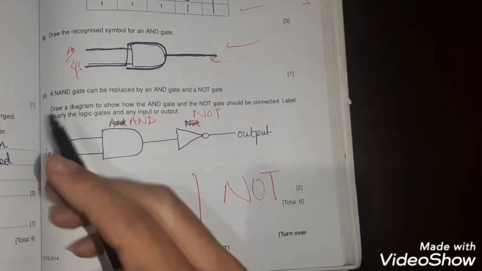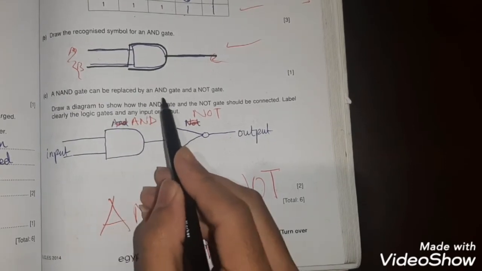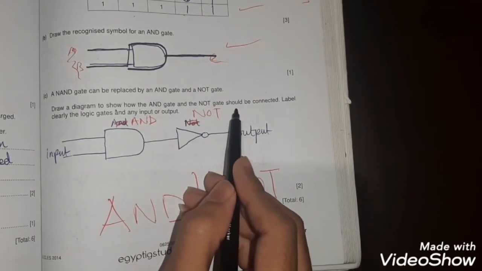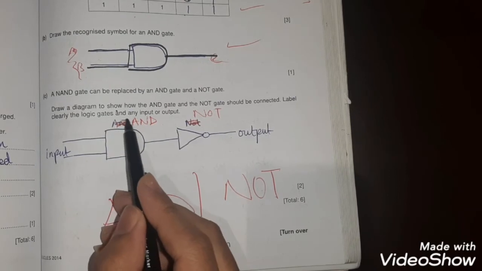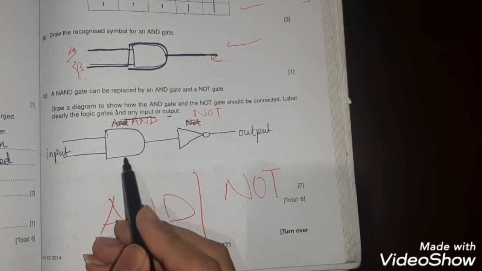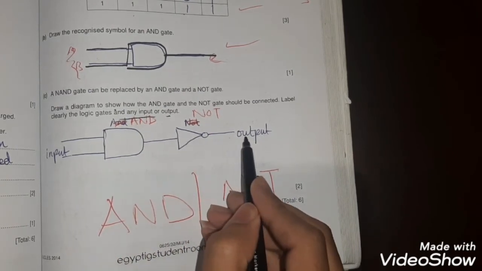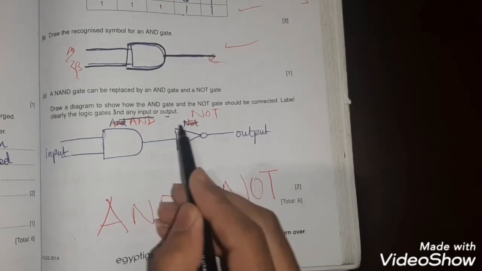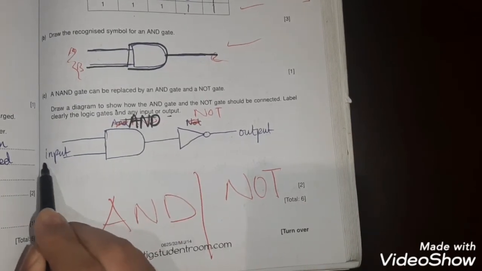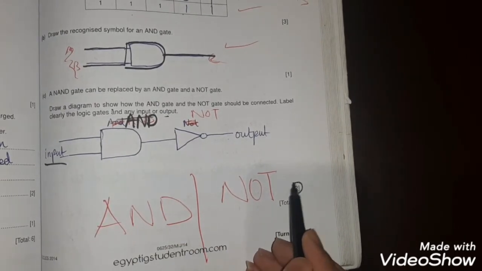Then a NAND gate can be replaced by an AND gate and a NOT gate. Draw the diagram to show how the AND gate and the NOT gate should be connected. Label clearly the logic gates and input or output. First we will draw an AND gate like this, and then connect a NOT gate after the AND gate and label the output. Over here we write NOT gate, over here AND gate, and over here input. These are the 4 labels that you have to write, or else you will not get 2 marks.